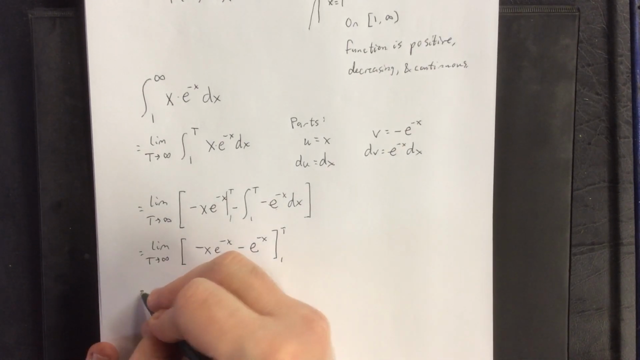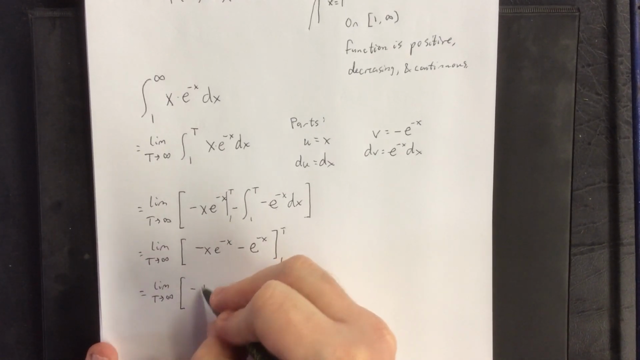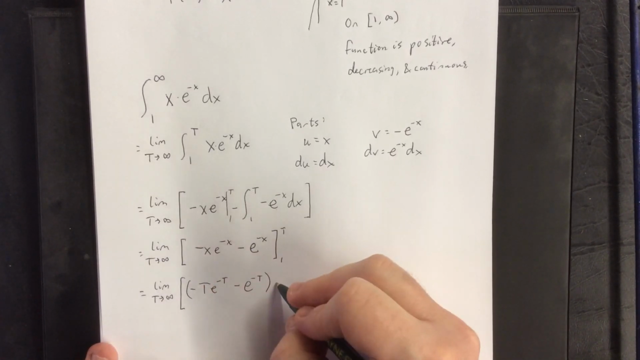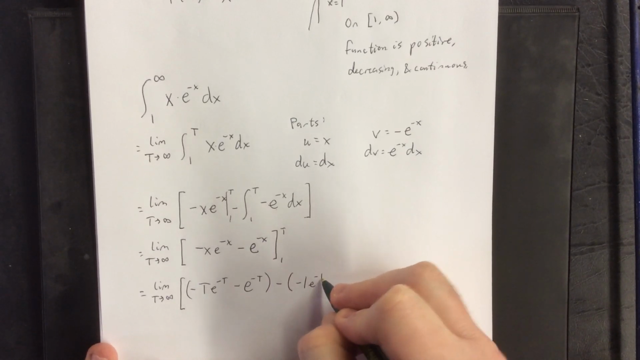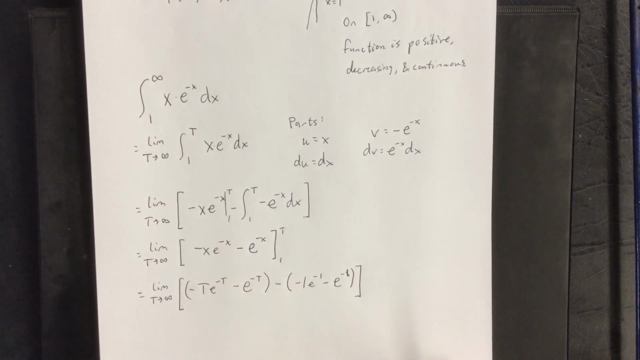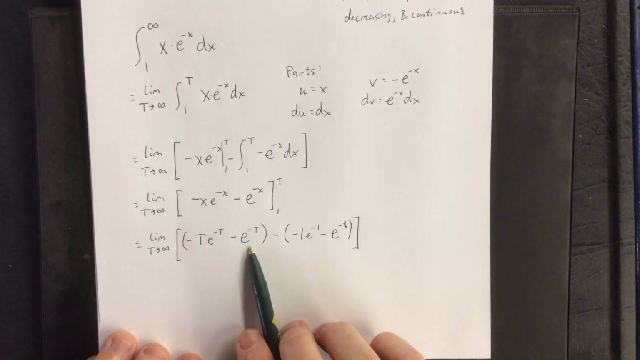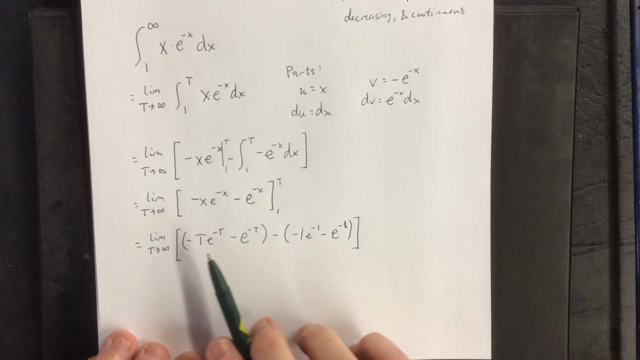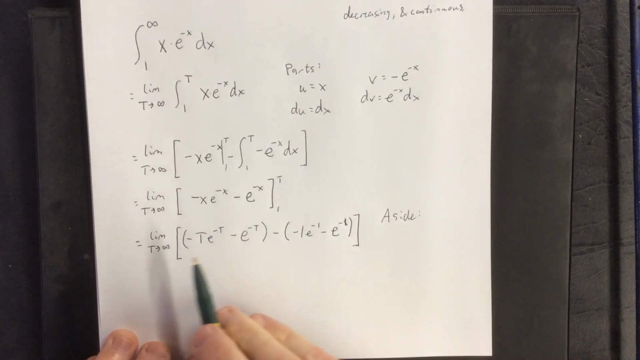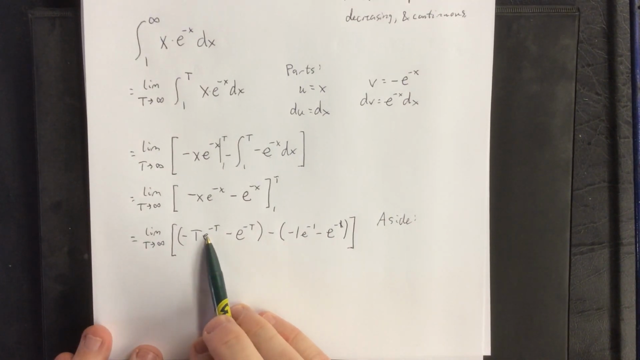Plugging in these limits of integration, we will get the limit as t approaches infinity of negative t e to the negative t minus e to the negative t, minus negative 1 e to the negative 1 minus e to the negative 1. To evaluate the limit as t goes to infinity, this is simply an exponential decay and will go to 0. This is an indeterminate form, so as a quick aside, if I try to plug in t equals infinity, since we can't really plug it in, we would wind up with infinity times 0.